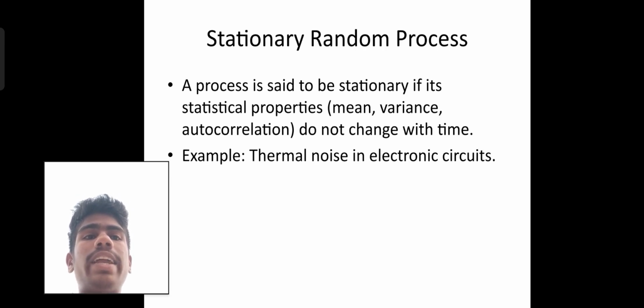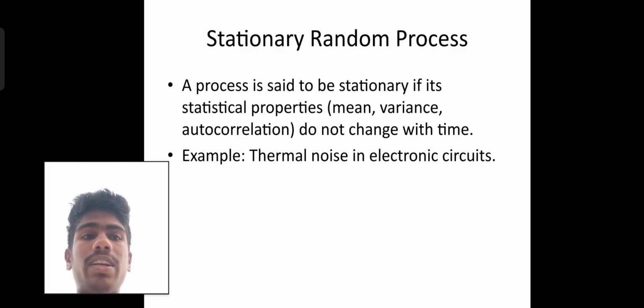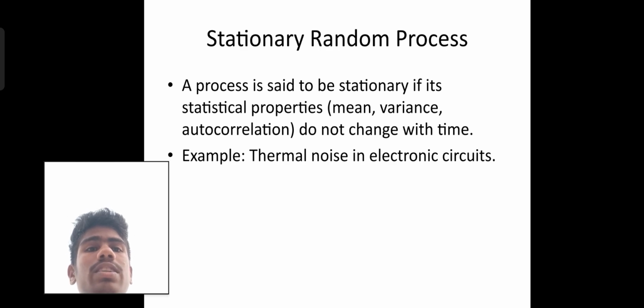The second part is the stationary random process. A random process is said to be stationary if its statistical properties, such as mean, variance, autocorrelation, and moments, do not change with time. Examples: thermal noise, electronic circuits. There are two types: first order stationary process and second order stationary process.